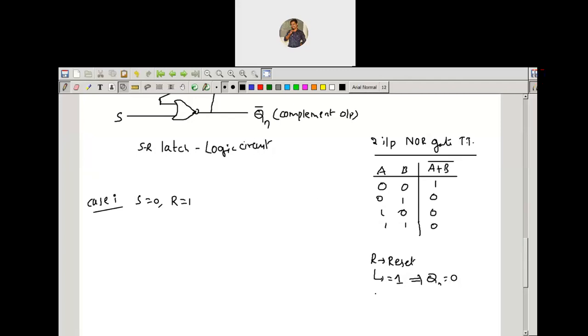Now I told you that S is the set input. That means if you give S equal to 1, you have to get the set output. That is, you are going to set the output. Qn will be 1. Now we'll observe whether we are going to get the reset outputs or set outputs. Now let's see the cases here.